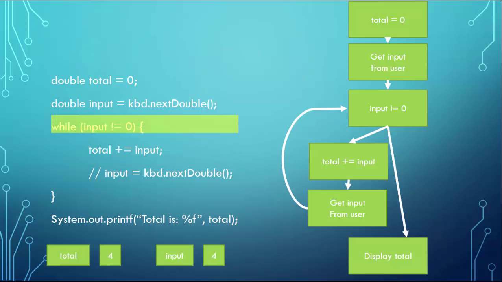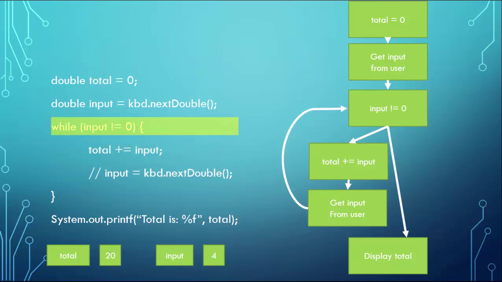So we go back here. 4 is still not equal to 0. We add 4 to the total. We get 8. And we skip that line again. What's happening here is we will never have a chance to type something different than 4 in as our input. So our loop will continue forever. This is just going to keep going and going, and this is called an infinite loop.